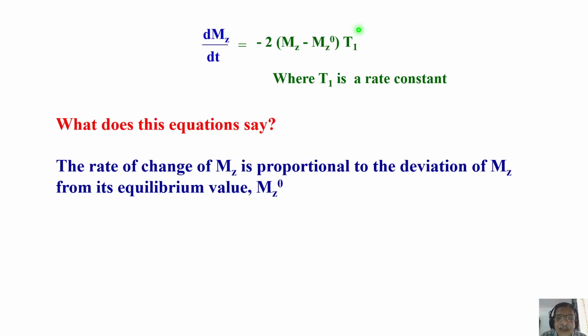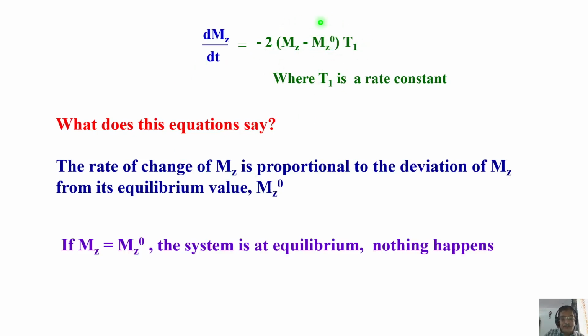Now, what does this equation say? The rate of change of magnetization is proportional to the deviation from its equilibrium value. Like for the individual states, we found the equilibrium populations n alpha 0 and n beta 0. But for the entire magnetization, when we consider it, the equilibrium value is Mz 0, and the deviation from equilibrium is Mz minus Mz 0. Okay, that's what this equation says.